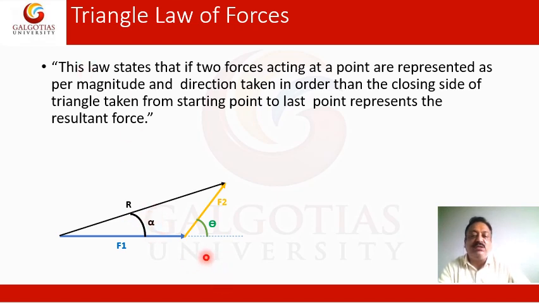So this is known as the triangle law of forces, and it states that two forces acting at a point are represented by the magnitude and direction taken in order. Then the closing side of the triangle, taken from the starting point to the last point, represents the resultant force. So F1 and F2 are taken in order, then the closing side taken from the first point to the last point represents the resultant force and angle.